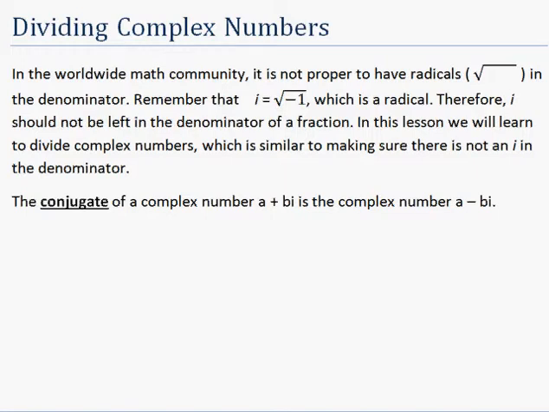So in the math community, it's not proper, and we've talked about this before, to have radicals in the denominator. i is the square root of -1, so it's a radical, so i should not be left in the denominator of a fraction. In this lesson, we'll learn to divide complex numbers, which we call dividing, but it's really simplifying it, which is writing it so there is not an i in the denominator.